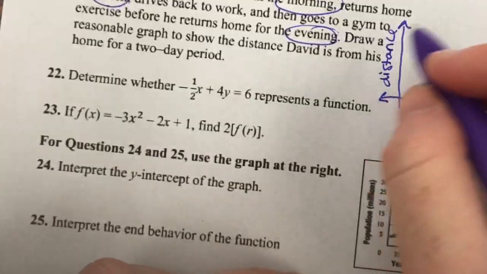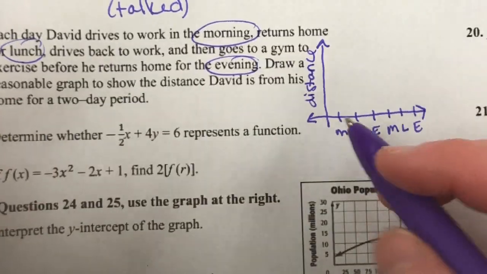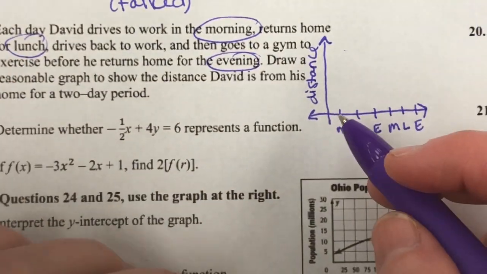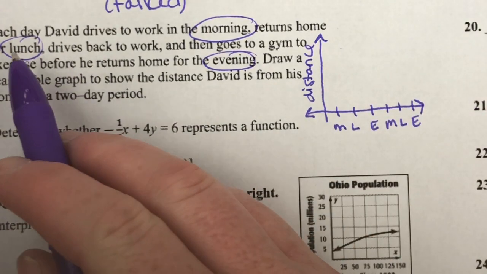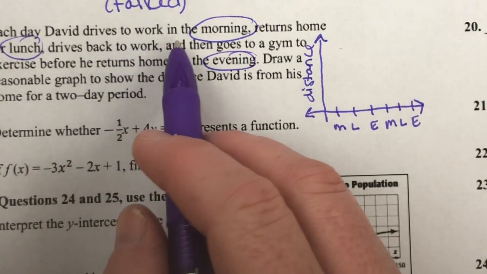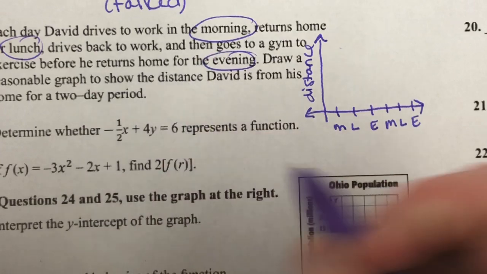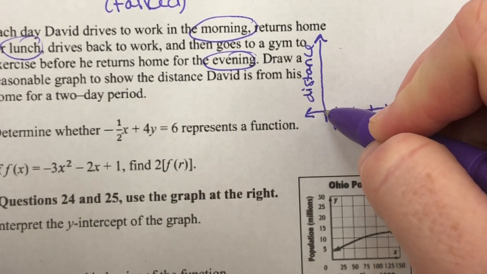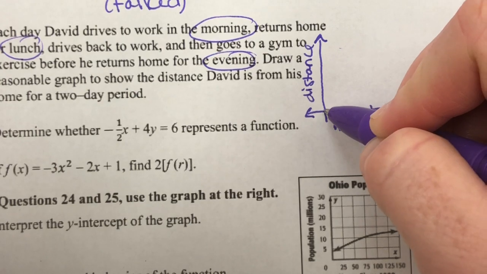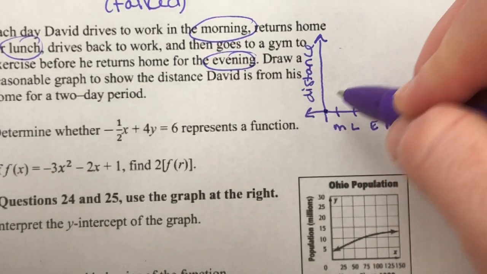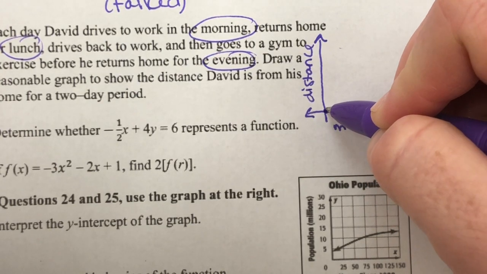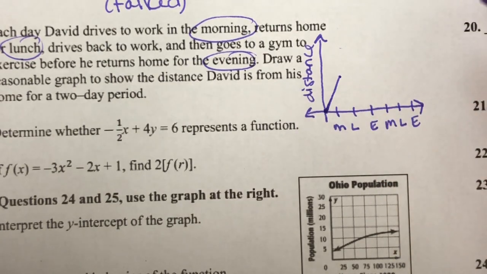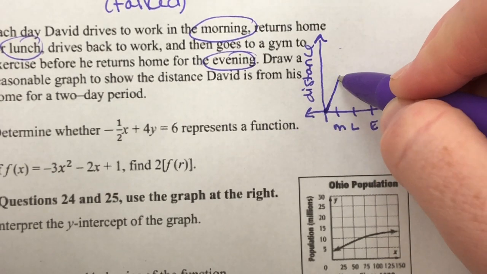But we're not going to make little tick marks because it doesn't give us any numbers, so we don't know. It's more of a theory kind of thing, okay? So it says, each day, David drives to work in the morning. So before anything happens, he starts off at home. So his distance from home is 0. He's at home. And in the morning, he drives to work. So his distance from home increases.